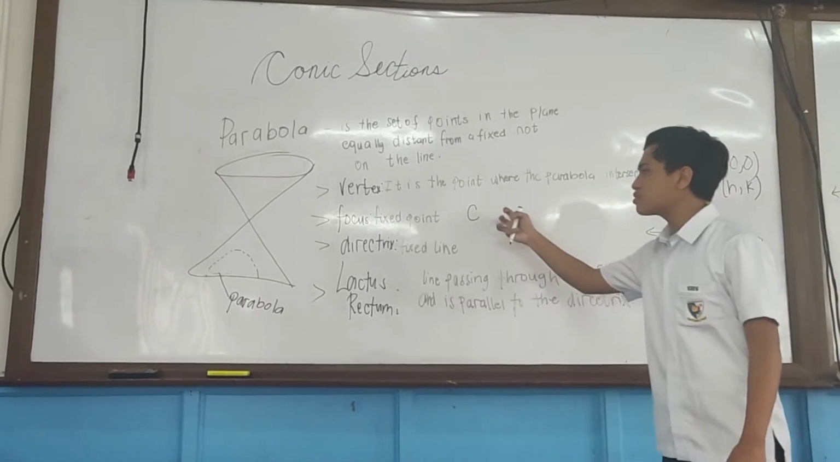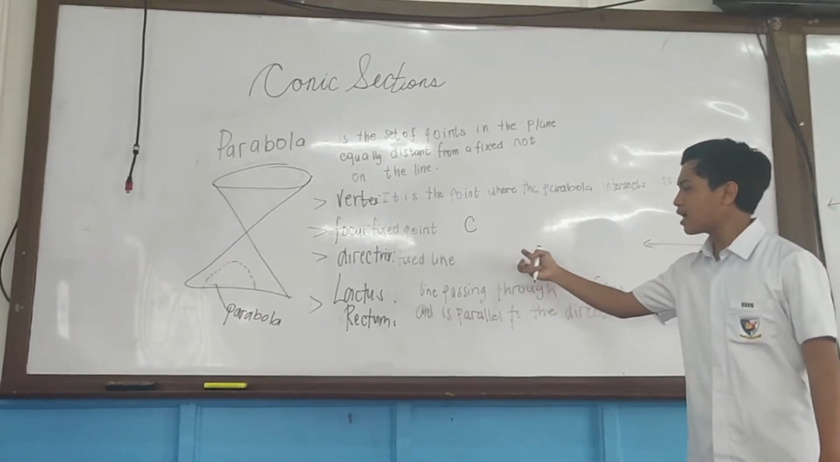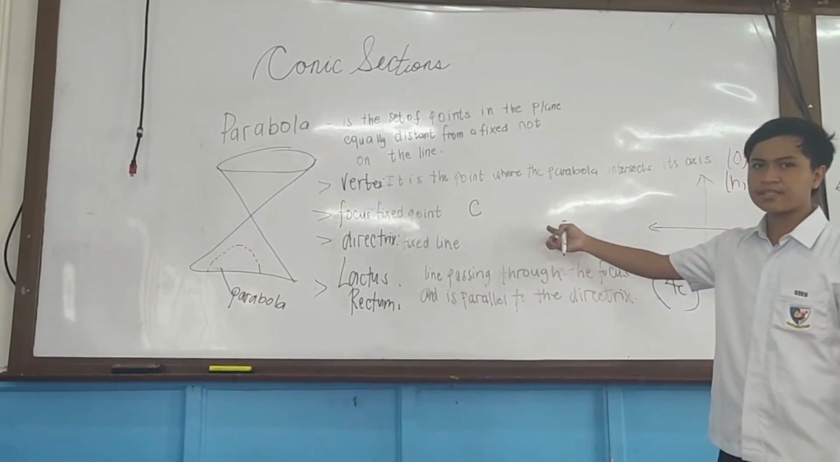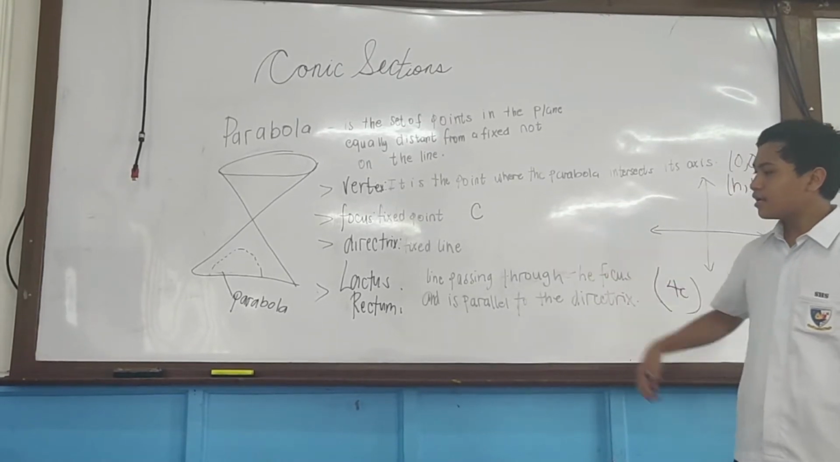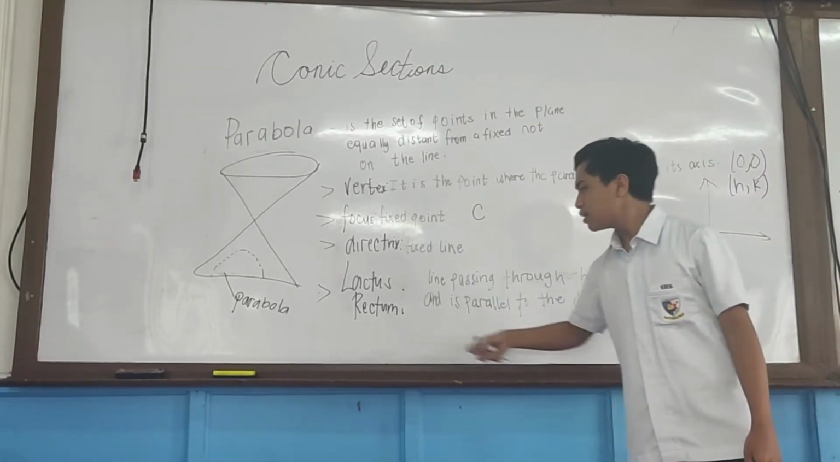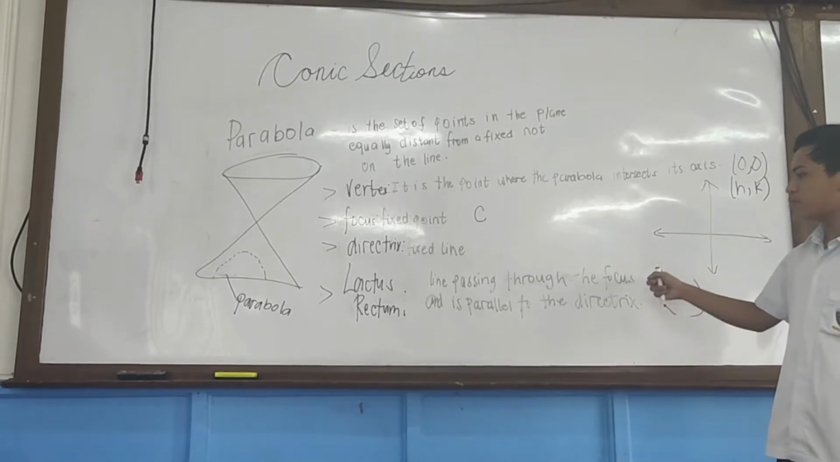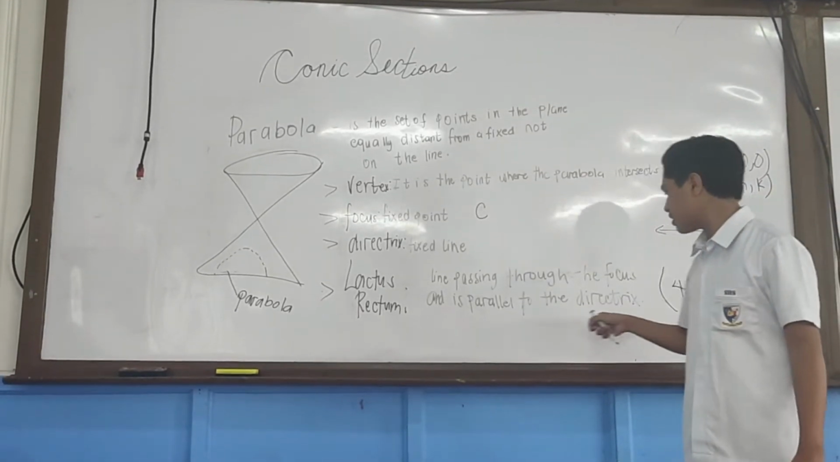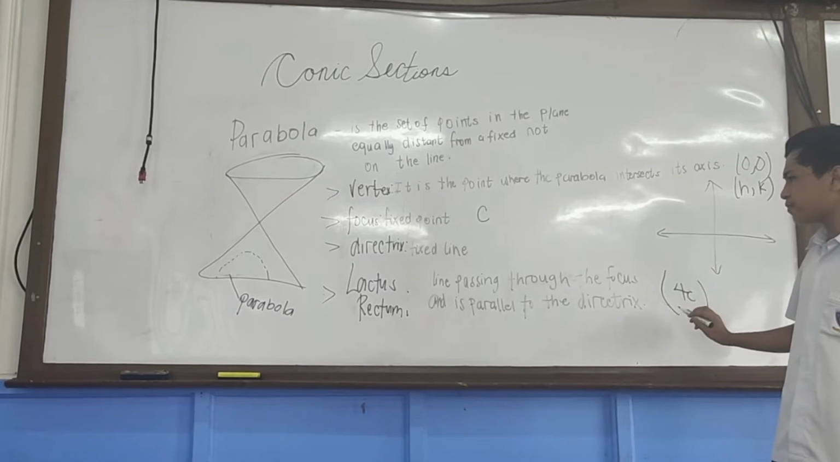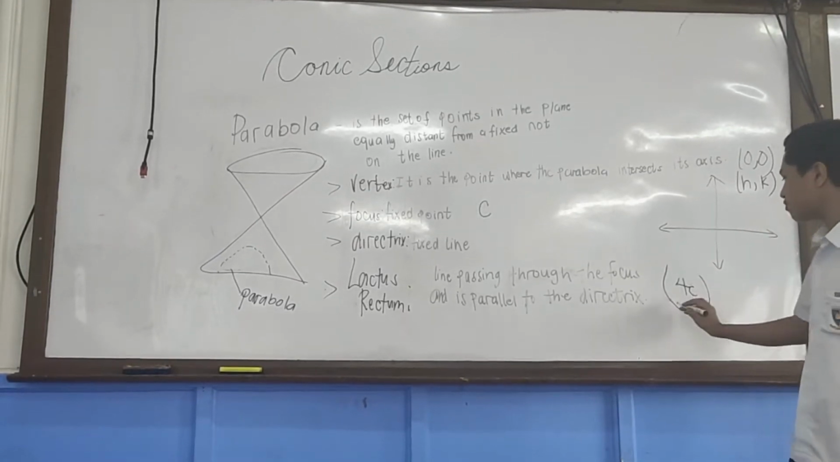Next, we have the focus, or should I say the fixed point. Now, the directrix, or the fixed line in the parabola. Lastly, the latus rectum, the line passing through the focus and parallel to the directrix. The length of the latus rectum is 4c.